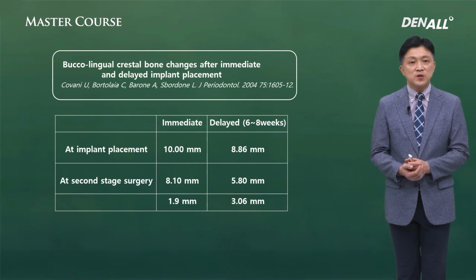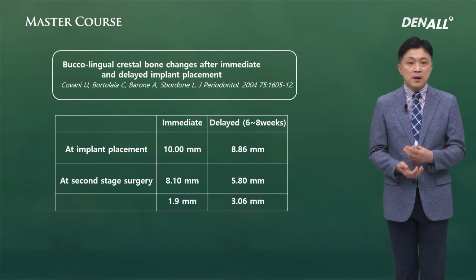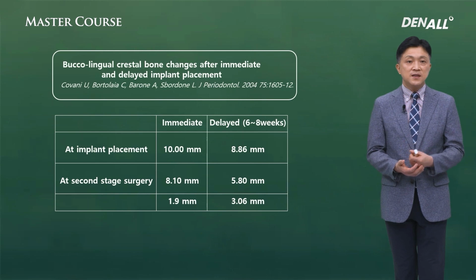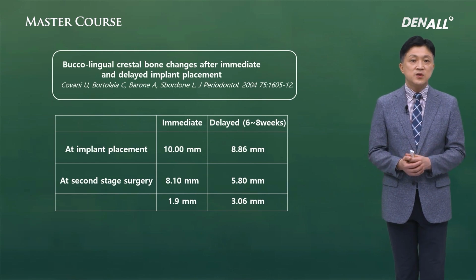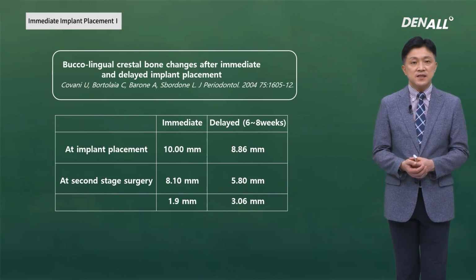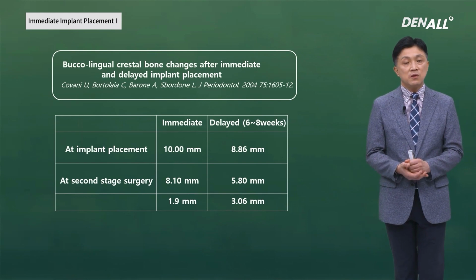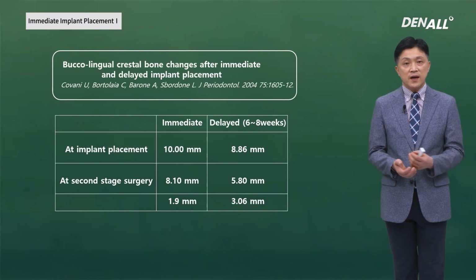If you look at this table, it's very accurate. At the time of implant placement, the ridge width is approximately 10 millimeters, and at second surgery, it becomes approximately 8.1 millimeters, so a 1.9 millimeter decrease.